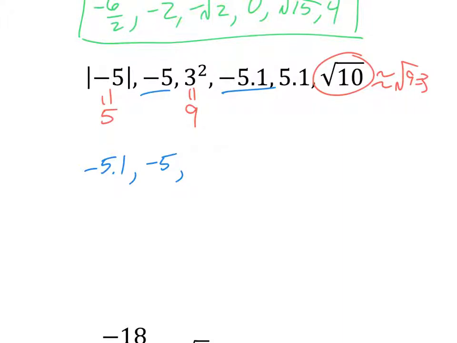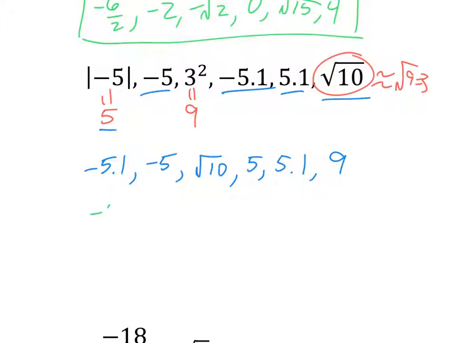Okay, then what's our next smallest number? Well, it would probably be the square root of 10 because that's just slightly more than 3. Square root of 10. And then we still have 5, 5.1, and 9. So it would be 5, and then 5.1, and then 9. Oh, I wrote 5.9 instead of 5.1. Okay, 5.1. All right, and then final step is just to rewrite these in the form that they were given to us.